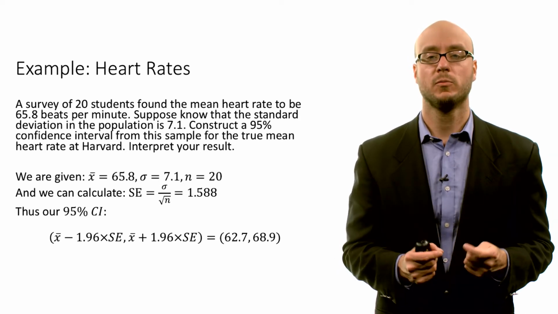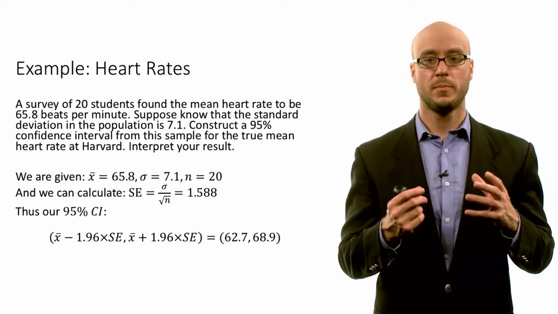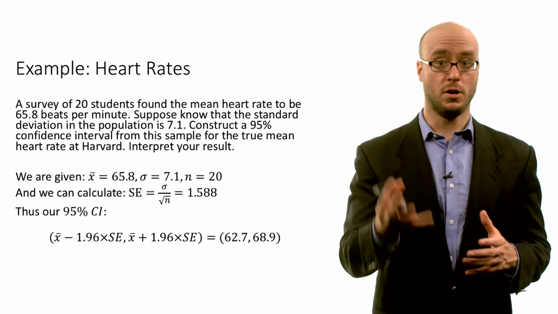Now to interpret that, what we say is we're 95% confident that the true population mean heart rate, in which the population is all Harvard students, is between 62.7 and 68.9. Right? To put it another way, if we were to repeatedly and randomly take samples of a size of 20 students from the population of all Harvard students, we'd expect 95% of these intervals to contain the true population mean.